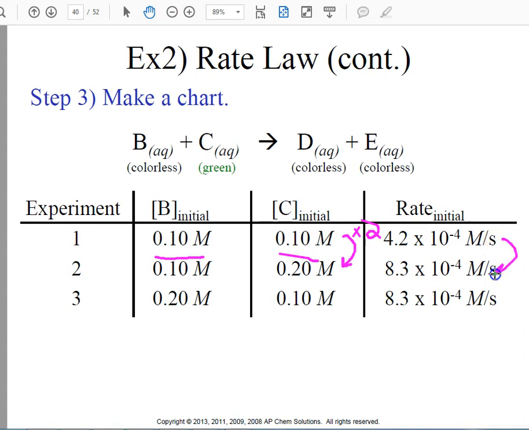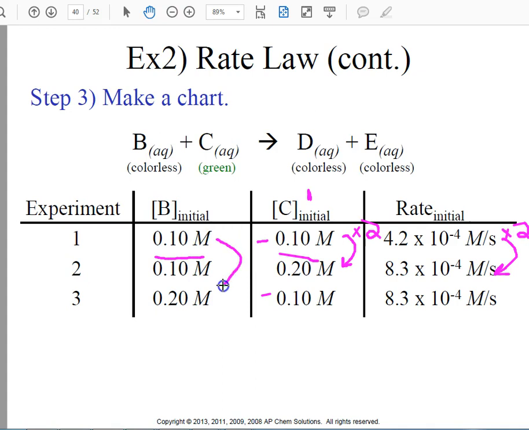Our rate did change, so we know it's not 0 order, but our rate was multiplied by 2, which is the same thing as our concentration. So if your rate and your concentration do the same thing, that's a direct effect or a first order effect. All right, now let's figure out what effect B had. What experiment should we look at? We want C to stay the same, so we can talk about B. So let's look at experiments 1 and 3, because in 1 and 3, C stays constant.